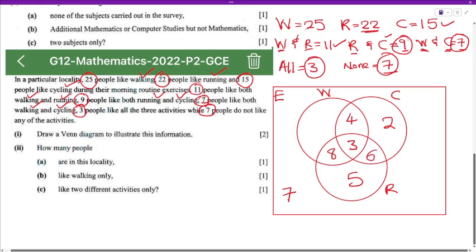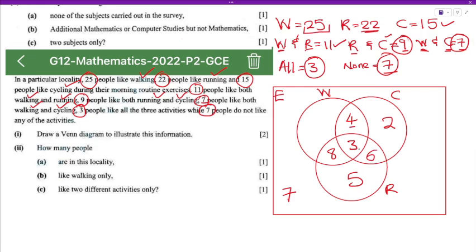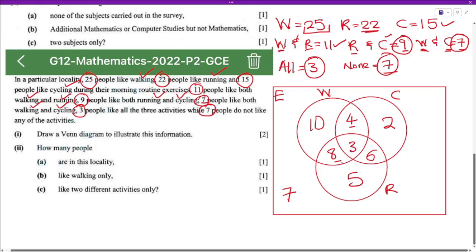Okay, we now proceed to the last one, which is walking. The total should be 25. What do we have so far? We have 4, 3, and 8. 8 plus 4 is 12. 12 plus 3, 15. 25 minus 15, 10. Of course that's going to give us negative something, but we are rounding it off to a positive.